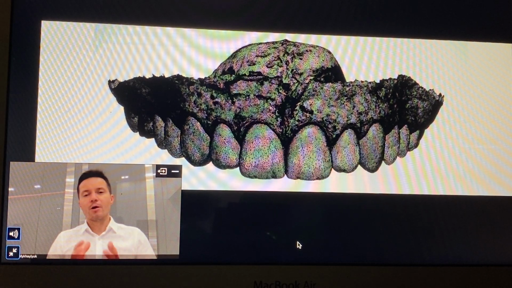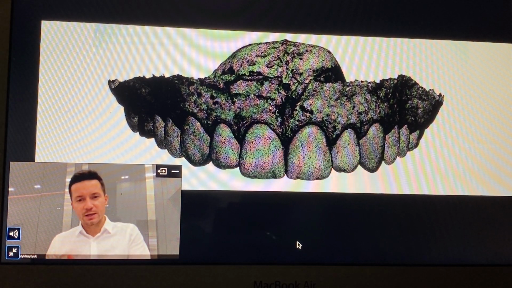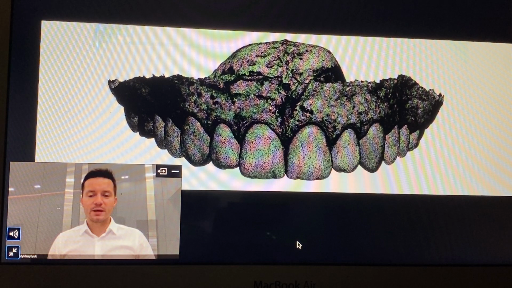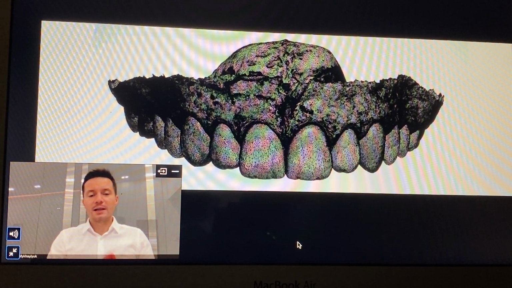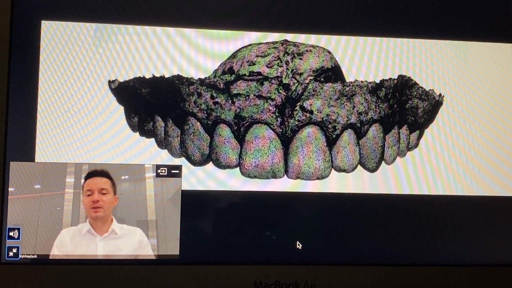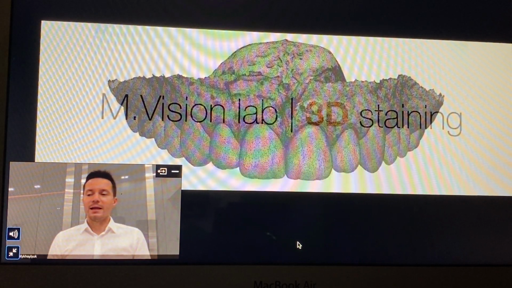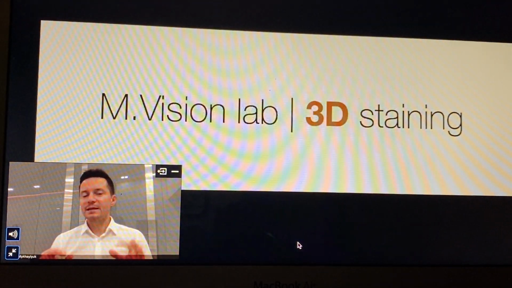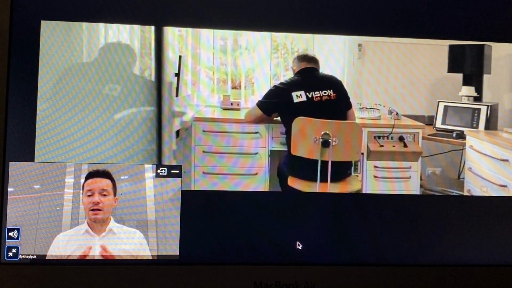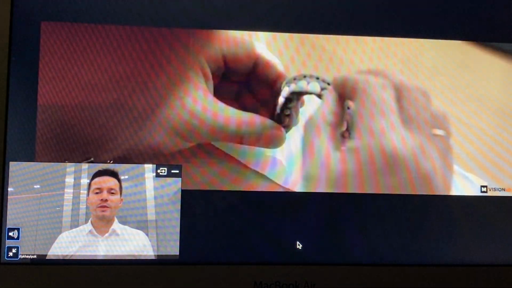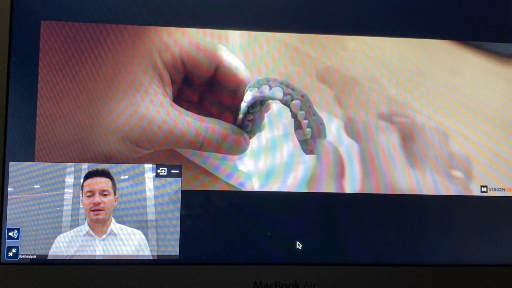So basically, all the macromorphology we receive from the milling machine. And now there is the last step for the lab, and the last step is the 3D staining. 3D staining is a very sensitive moment. A lot depends on the patient and what the patient wants to get in the end of the story.